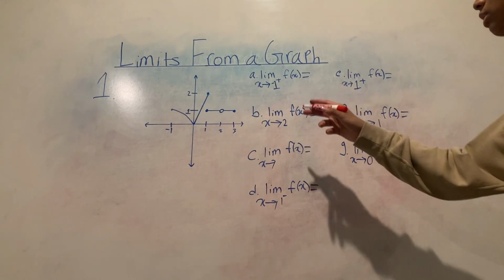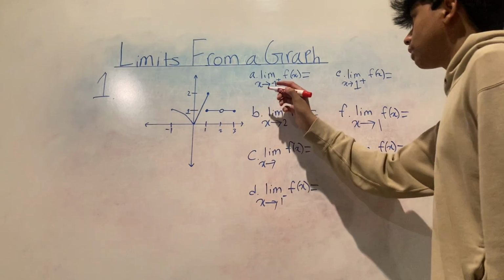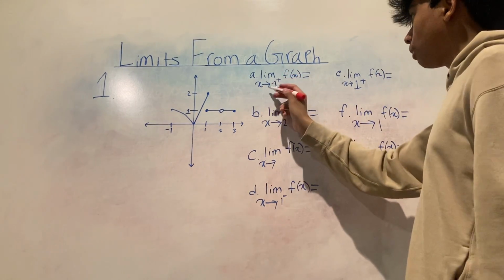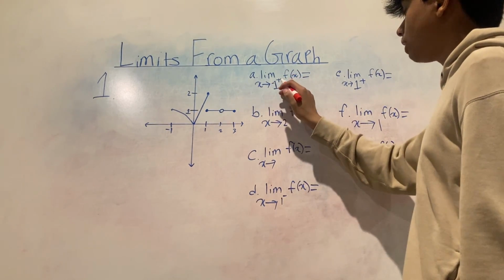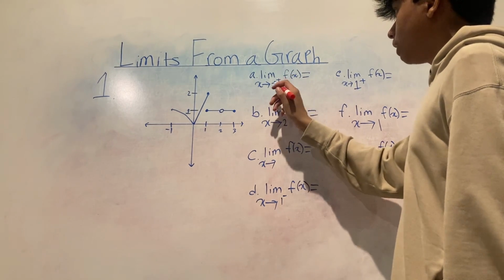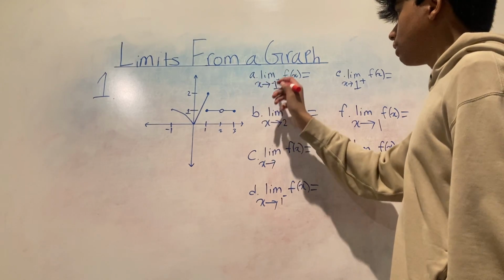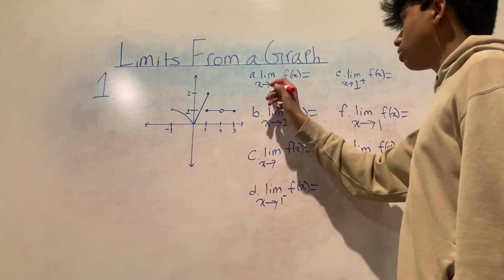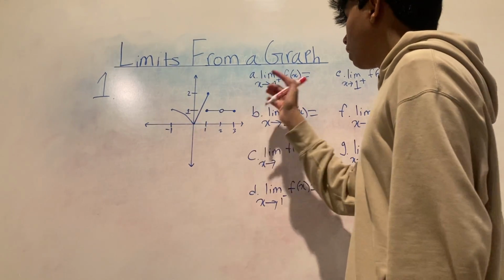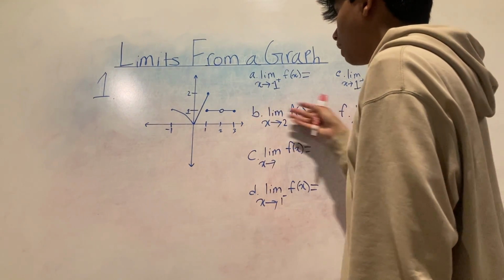Okay, so let's find some limits from a graph. For number A, this says the limit as x approaches -1, and you see how there's a superscript and it says plus. What this means is that they're asking us what is the y value when x approaches -1 from the right. When it says plus, you look from the right and go to that point.